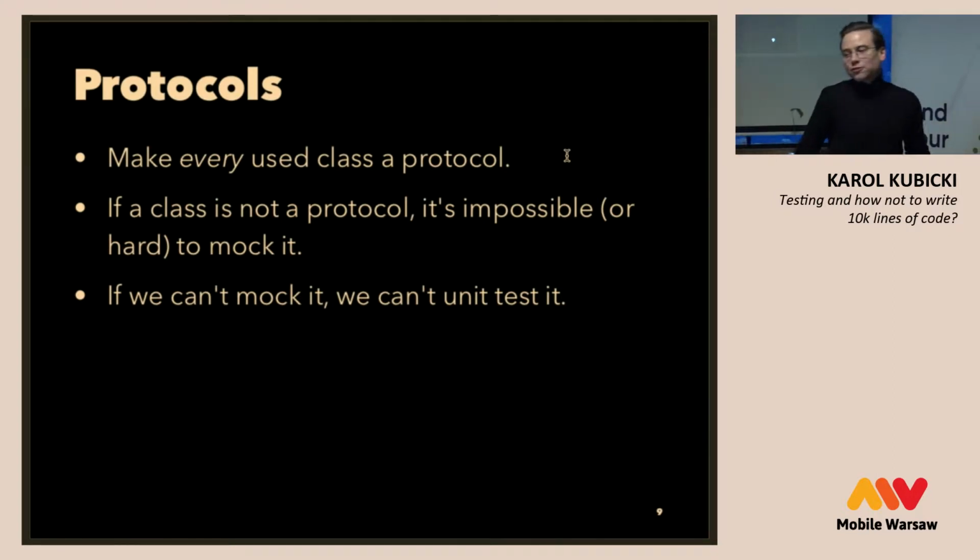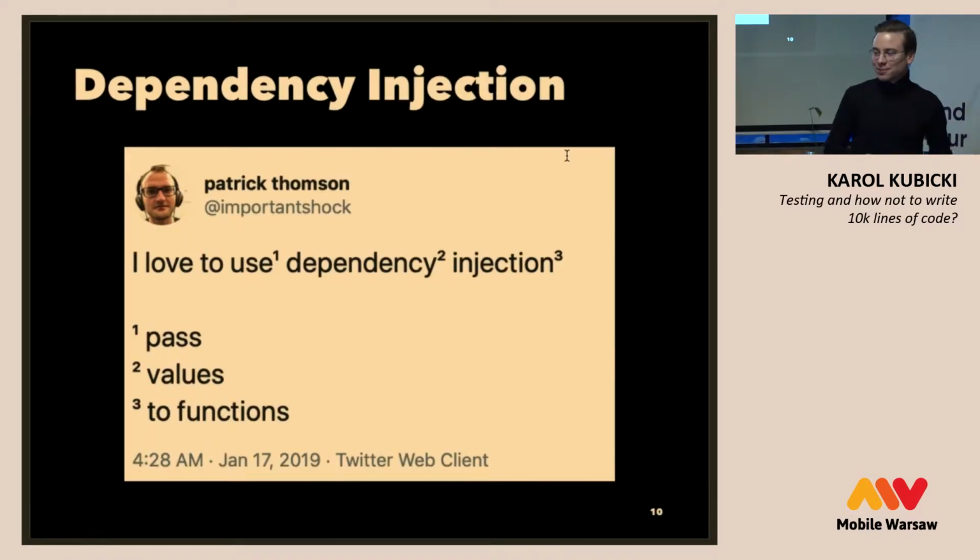So what we need to do is follow these steps, basically, in most cases. For every class that we use in the object that we want to test, we need to make it a protocol. Because if a class is not a protocol, it's impossible, or hard and unreliable, to mock it. And if we can't mock it, we can't unit test it. By mock it, I think the correct term is test doubles, but to simplify things and definitions here, I will say mock it. I will show you a mock, and this might not be a mock, but yeah, these are protocols and dependency injection.